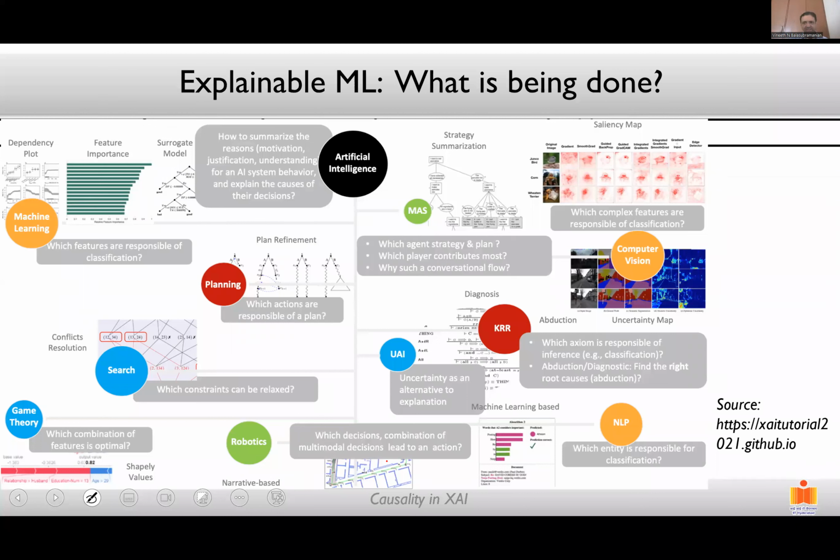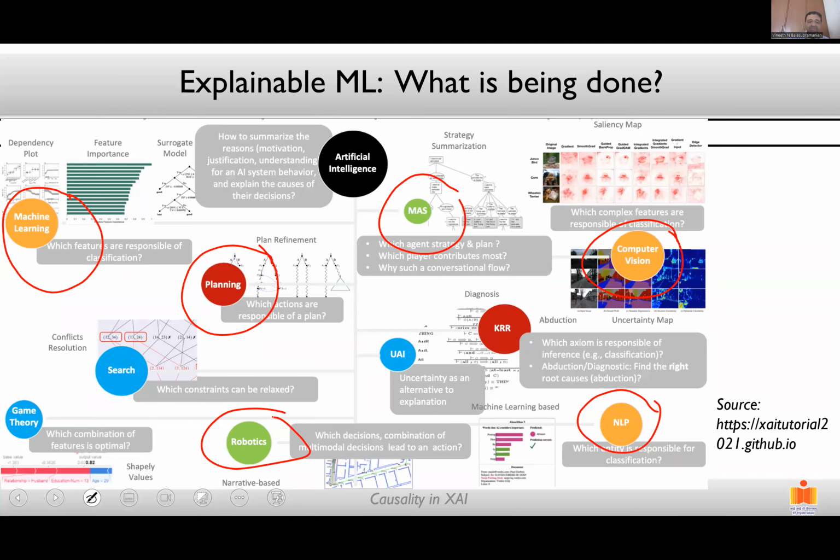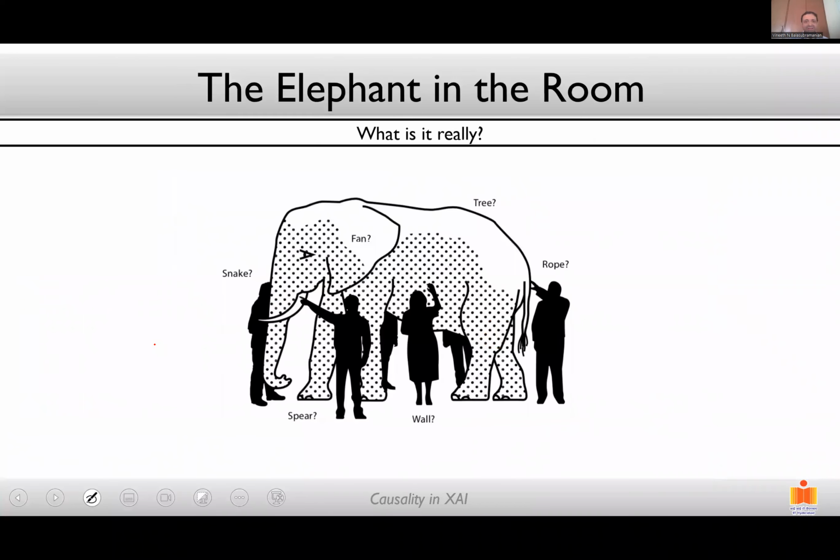And over the last 4 or 5 years, researchers have looked at it from multiple perspectives, from a core machine learning perspective, from a planning perspective, from a multi-agent system perspective, from a computer vision perspective, from a natural language processing perspective, from a robotics perspective, from a search perspective, so on and so forth, right? So depending on which application you're using AI, and these are different branches of AI after all, and depending on which branch you're using it in, explainability has been worked on. But if one had to ask the question, what do we really mean by explainability? Unfortunately, we still don't have an answer, right?